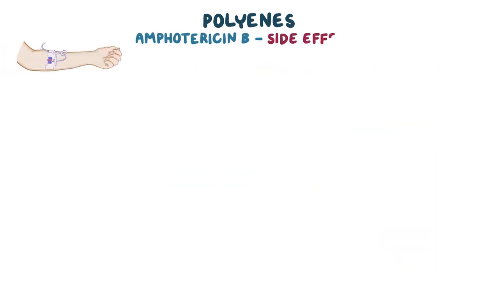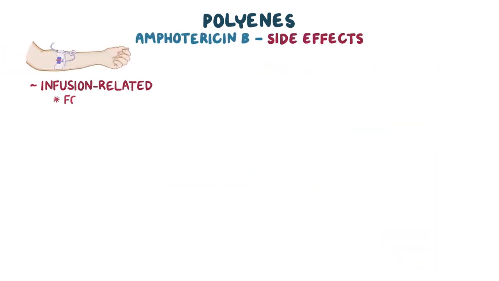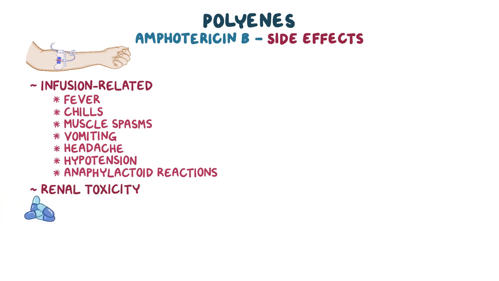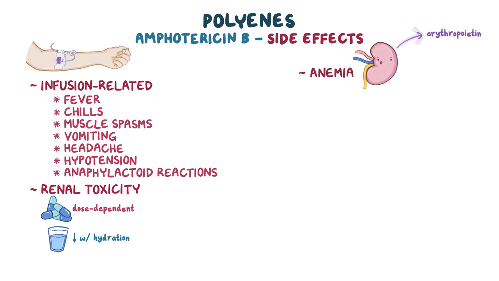Alright, now common side effects are infusion related and include fever, chills, muscle spasms, vomiting, headache, and in more severely affected individuals, hypotension and anaphylactoid reactions. The most serious side effect is renal toxicity, which is dose dependent and can be decreased with hydration. Anemia might also happen due to a reduction of erythropoietin production from the kidneys.